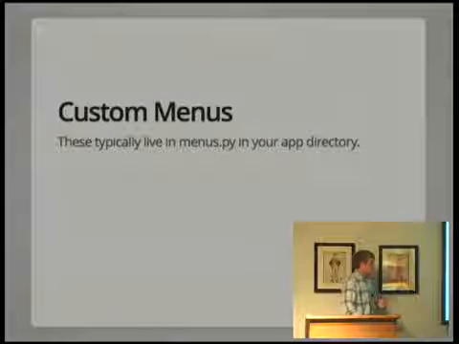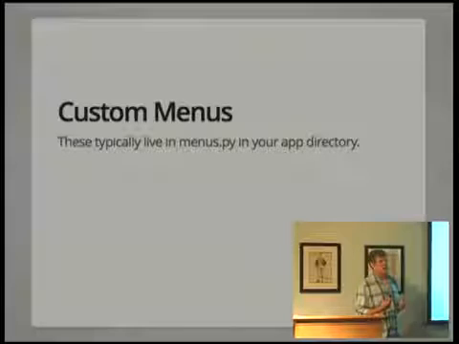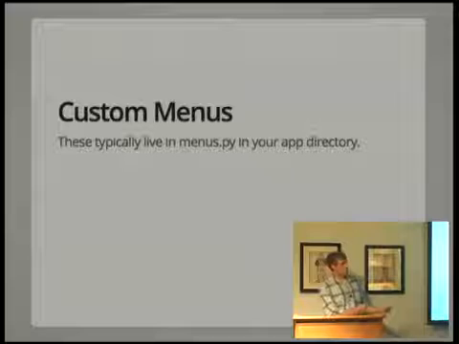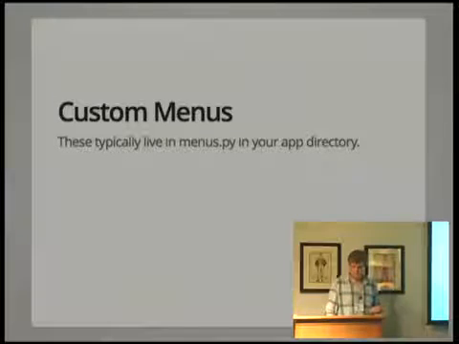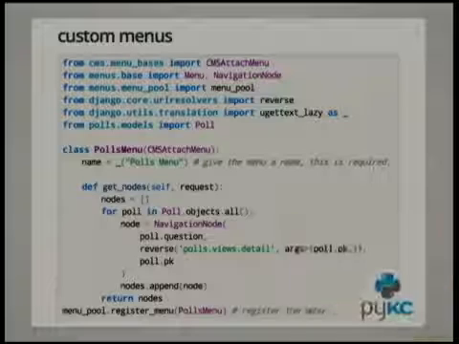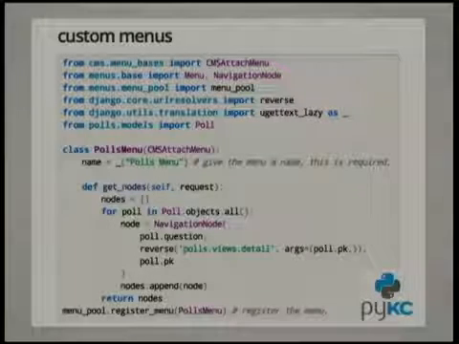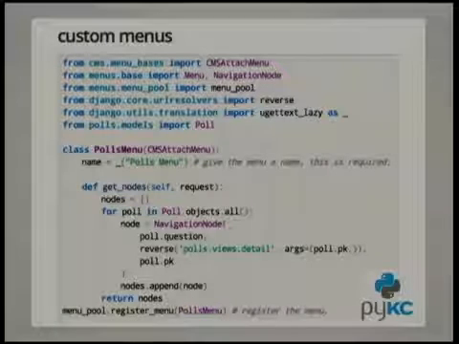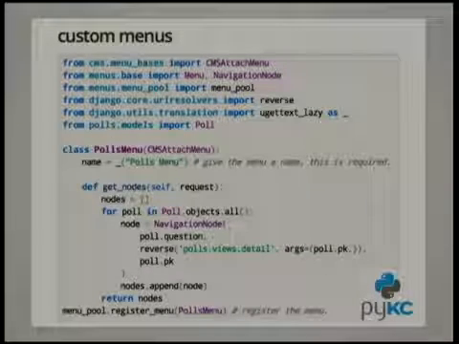So custom menus. I've now hooked my app in, right? But I've got some dynamic menus I want to create. So how do I get the dynamic menu? In this case, we're going to add all the polls we have to that menu. What you do is create, this usually is in menus.py, it doesn't matter where it is, but convention is in menus.py, a CMS attach menu, give it a name, and your get nodes method is what you have to override. So basically what we're going to do here is create a nodes dictionary.